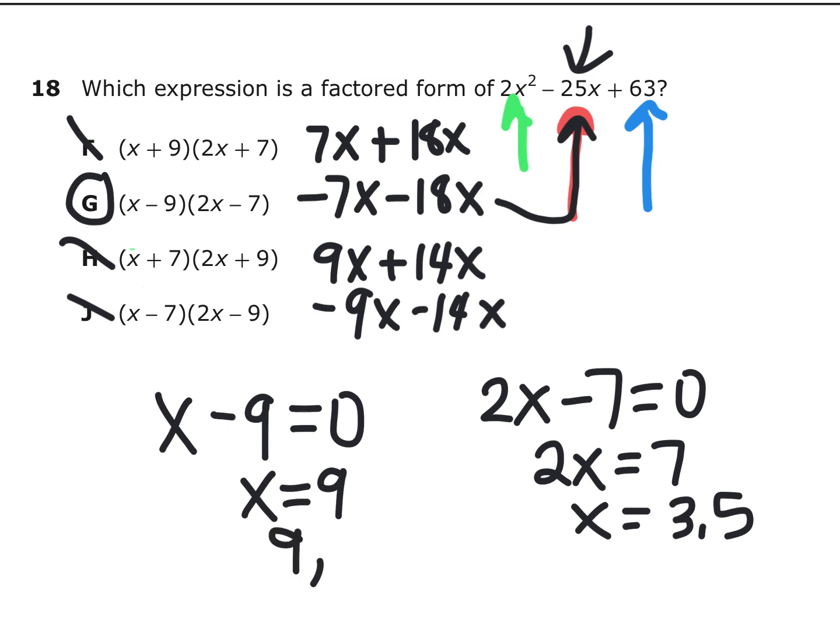When x is 9, y is 0. And when x is 3.5, y is 0. So those would be your x-intercepts. And if that's correct, then answer G is correct. This is another way of checking. This is a way of using your calculator to check on this particular problem. And there's many other ways of doing this one.